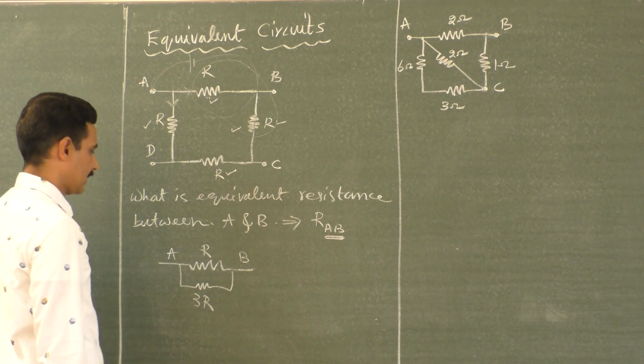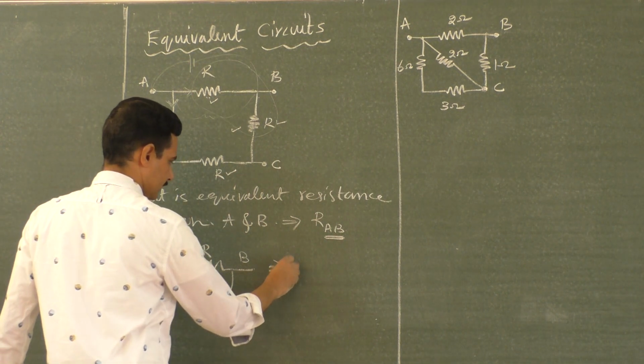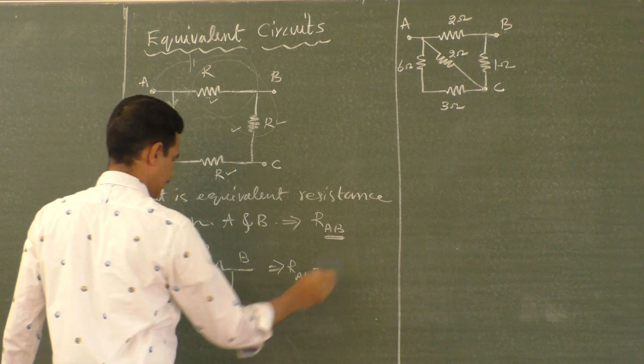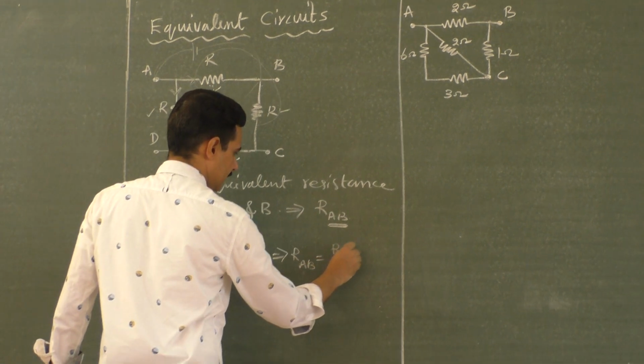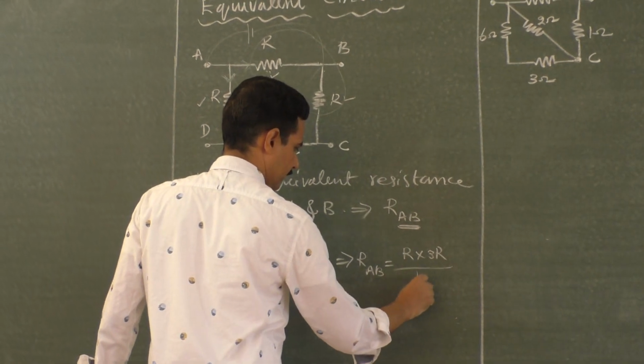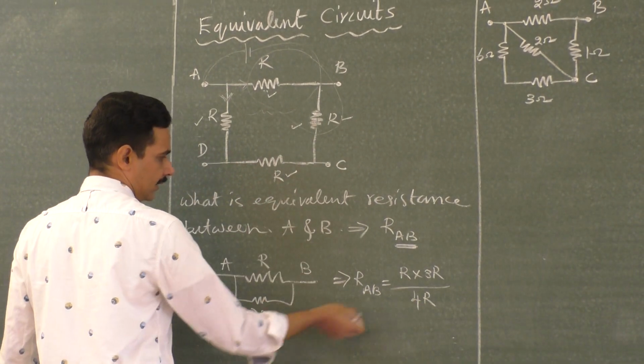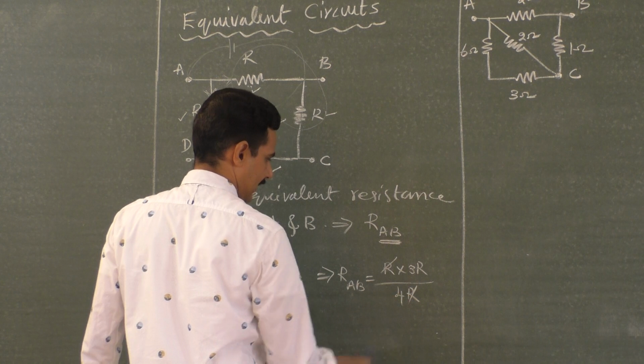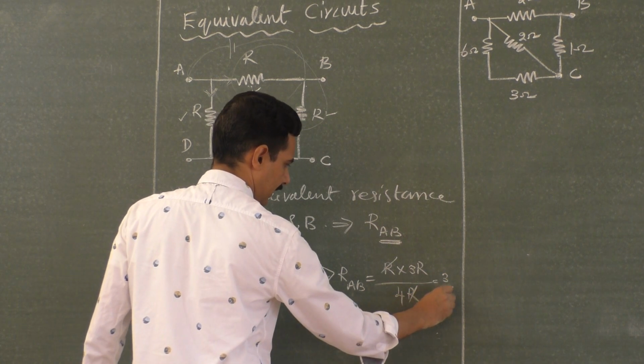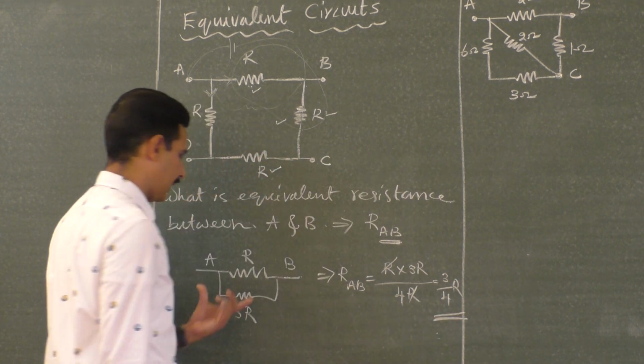So what is the resistance across A and B? 3R parallel R. So the resistance across A and B is R into 3R divided by R plus 3R, which is 4R. 3R into R divided by 3R plus R, R gets cancelled, the answer is 3 by 4 R, am I right? This is the resistance between A and B.